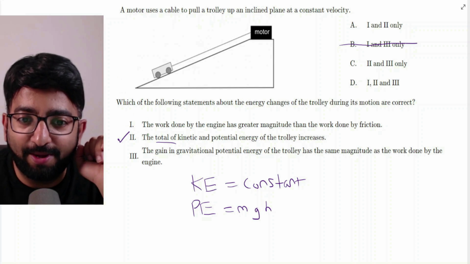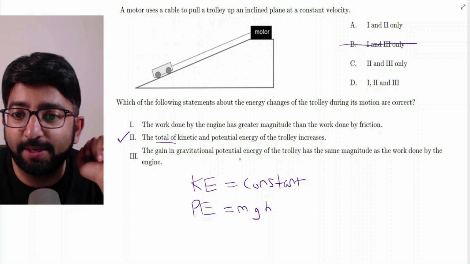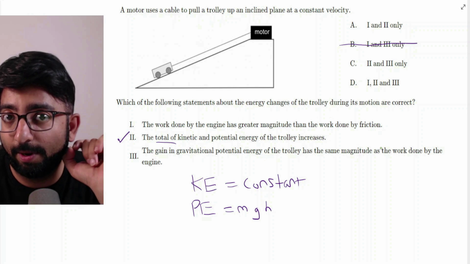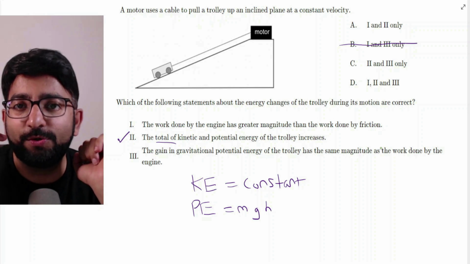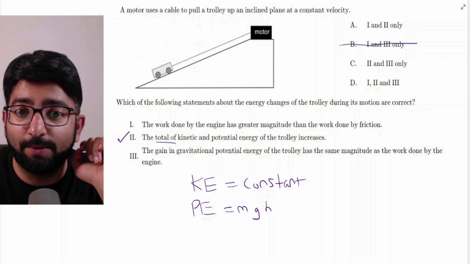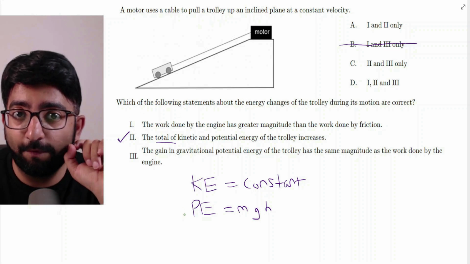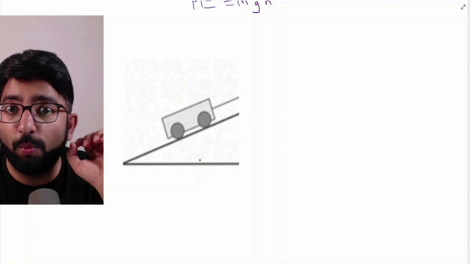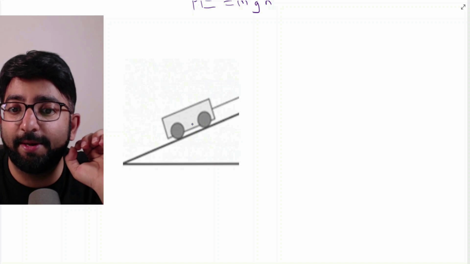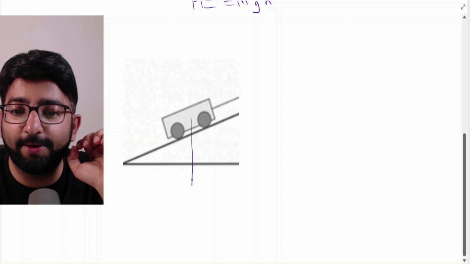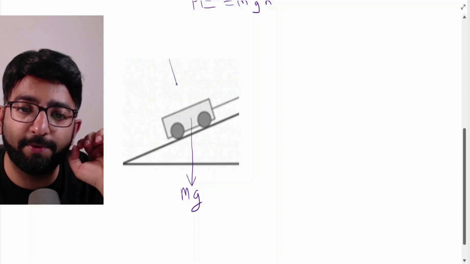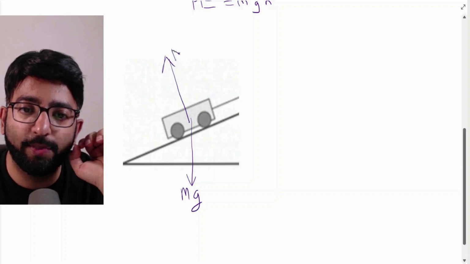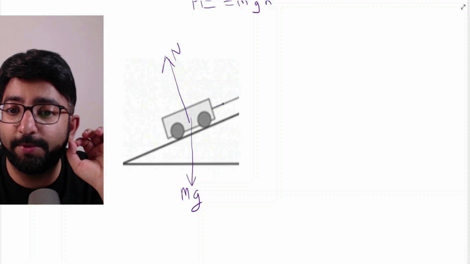Statement 1 states that the work done by the engine has a greater magnitude than the work done by friction. Now, there are various ways to analyze it. So, we will start by drawing the free body diagram of the object. What will be the different forces acting on this object? One will be the weight of the object, mg, acting downwards. Then we have the normal reaction going this way. Tension will act up the string.